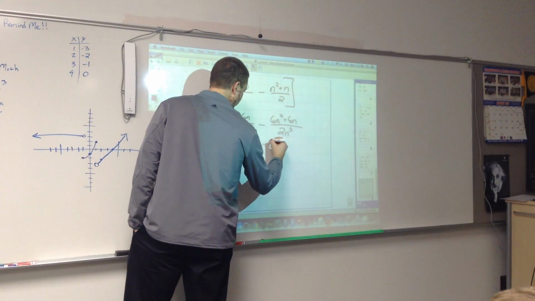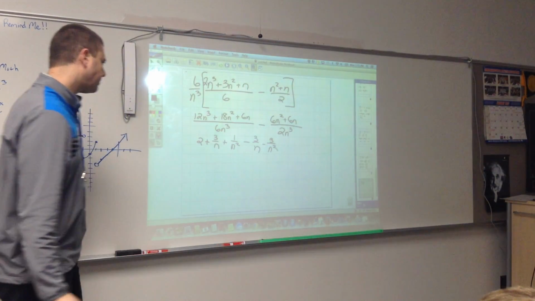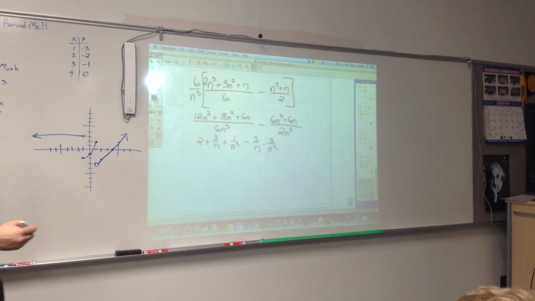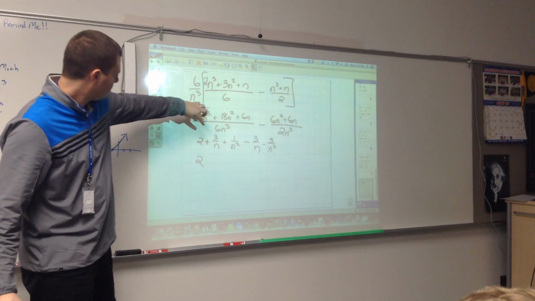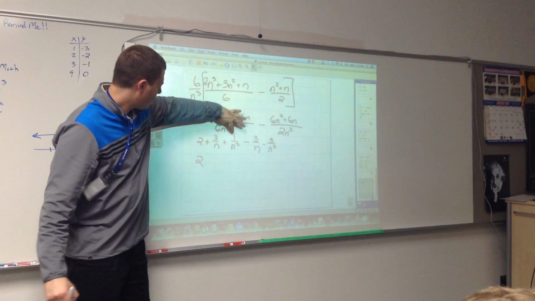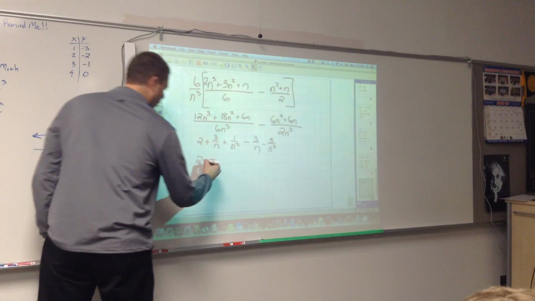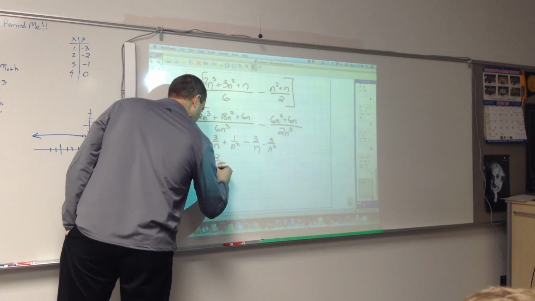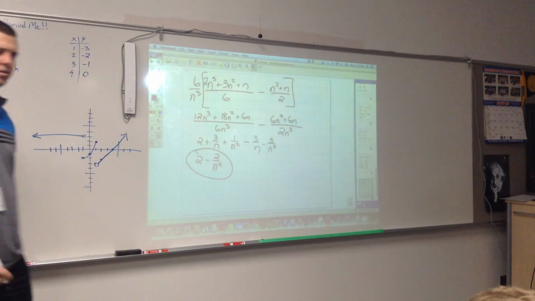I'm going to distribute my minus sign as well. So the 2s cancel. And then plus 1 over n squared minus 3 over n squared, so that would be minus 2 over n squared. There's your answer.